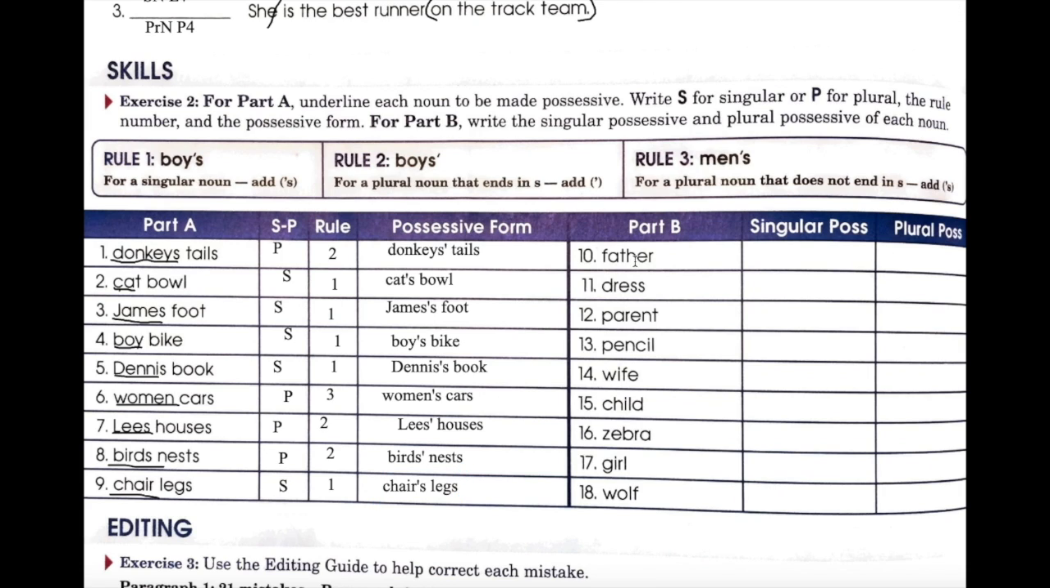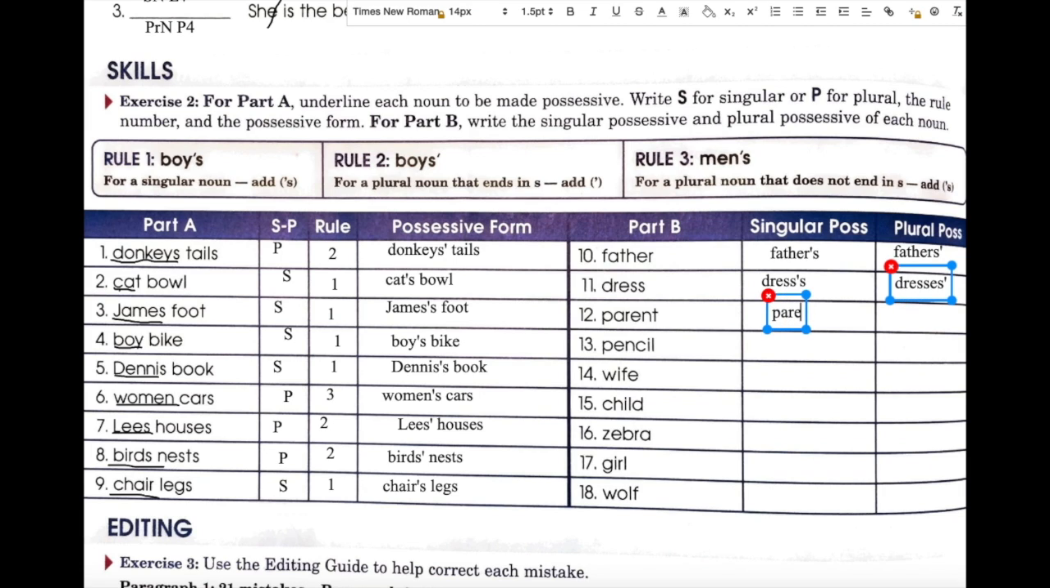For part B, we are supposed to write the singular possessive and plural possessive of each noun. Father, singular possessive. Father apostrophe S. Plural possessive. Fathers apostrophe. Dress. Dress apostrophe S for singular. For plural, let's turn it into a plural noun. Dresses and then apostrophe. Parent. For singular, we write parent apostrophe S. For plural, let's turn it into a plural noun. Parents and then apostrophe for possessive.